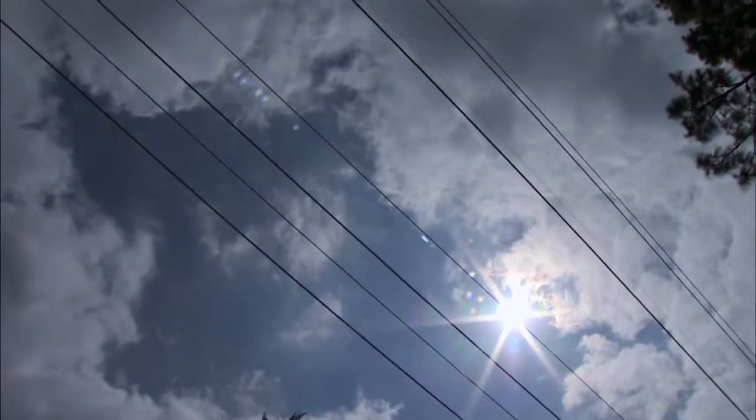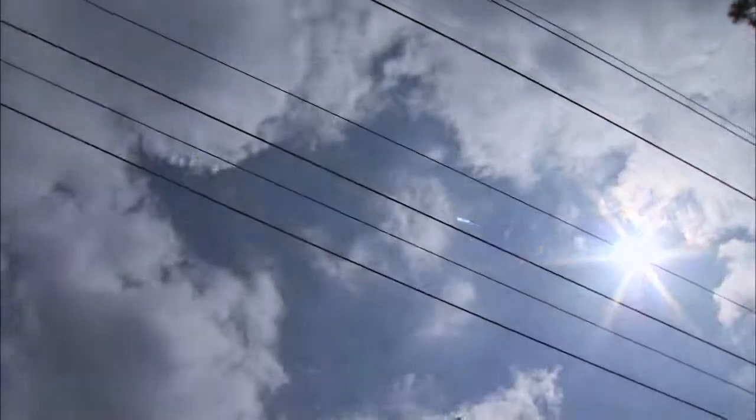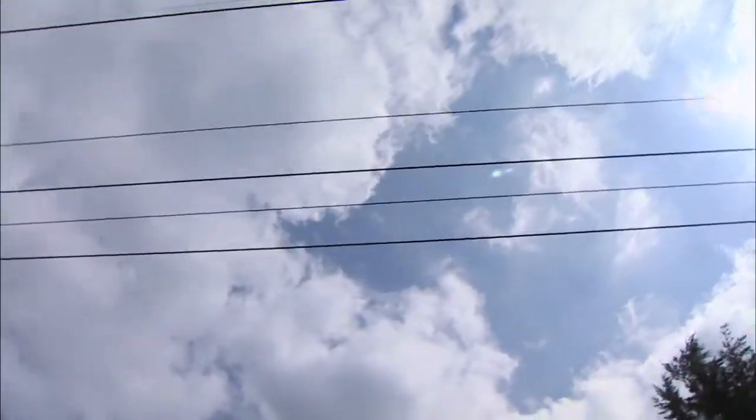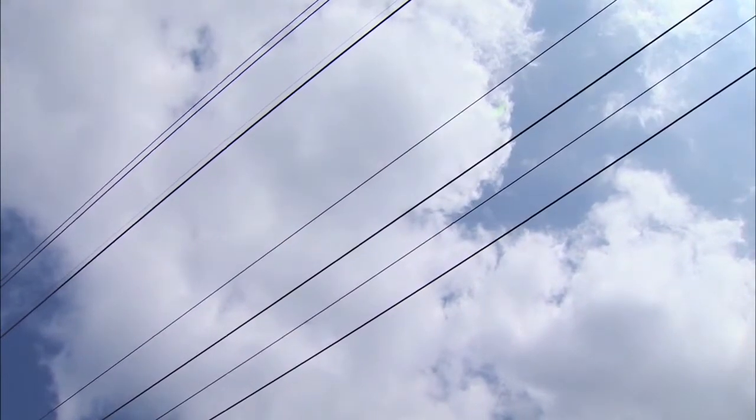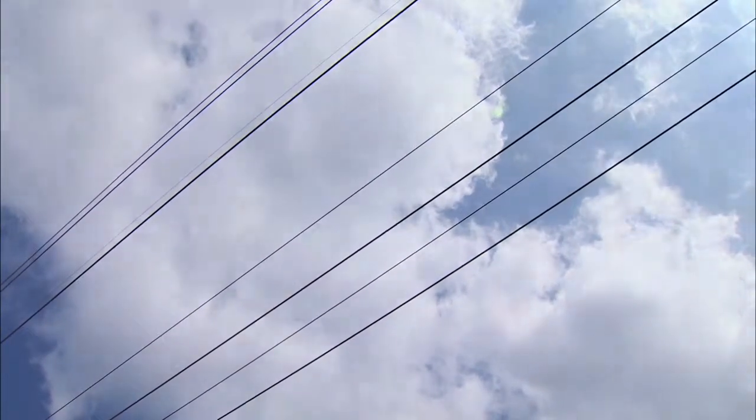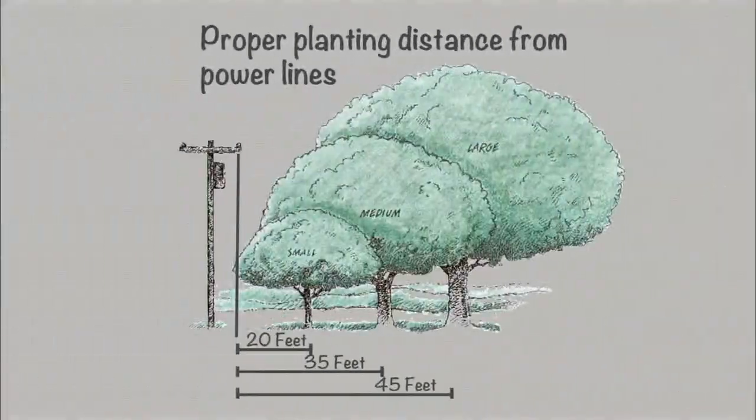Now with the overhead lines, we need to give them a little bit more space. A general rule of thumb can be used based on the mature size of the tree. Remember, you can find information on mature size on the plant label, as well as in catalogs and books. For small trees that reach a mature size of under 25 feet, we want to place those a minimum of 20 feet from the power lines.